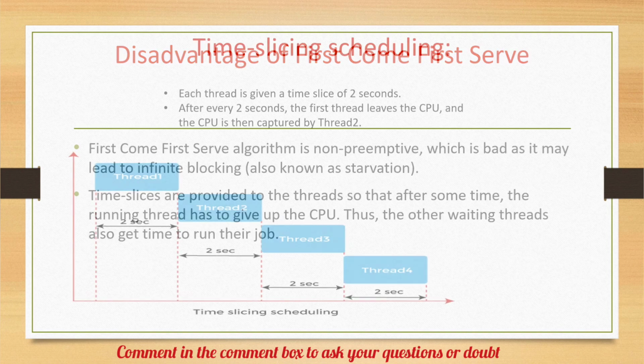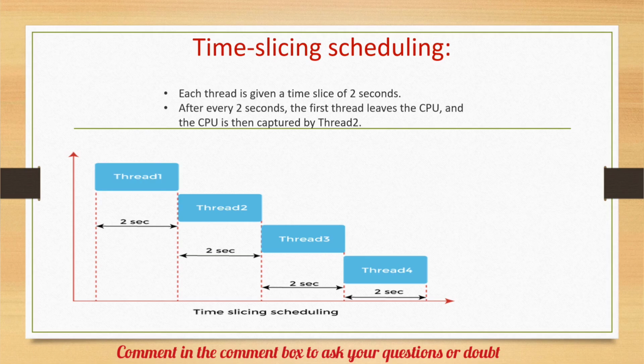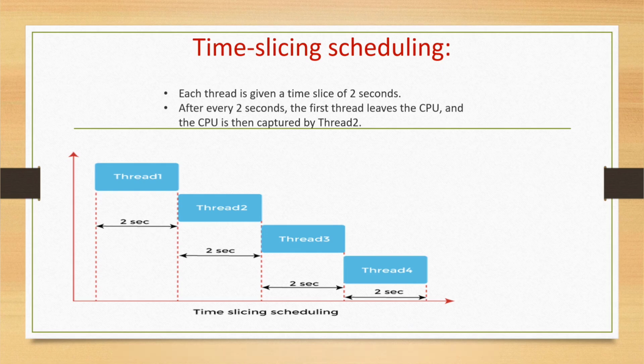Now, the time slicing algorithm. What is happening in this? In this, each and every thread is given a particular slice of time, and each thread executes for that set of time. As per the example of time slicing scheduling, thread 1 is executing for 2 seconds, and similarly thread 2 is also executing for the same time interval, and thread 3 is also executing for the same time interval, and the same for thread 4. So this is the time slicing algorithm.